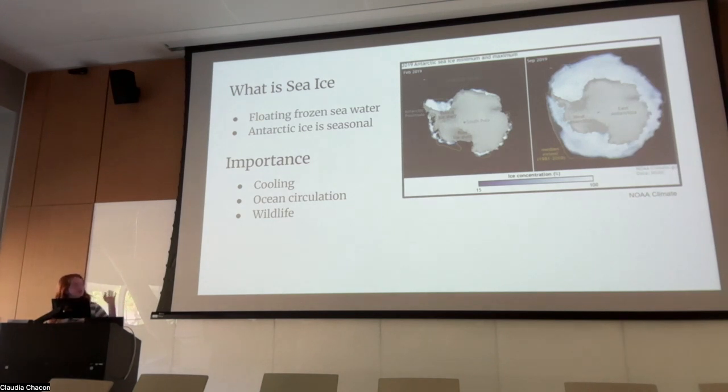You can see this change in this image over here. On the left, you see February, which is in the summertime, and you can see that sea ice extent is very low. And then on the right, you can see in September, the winter, and you can see that sea ice extent is at its peak.